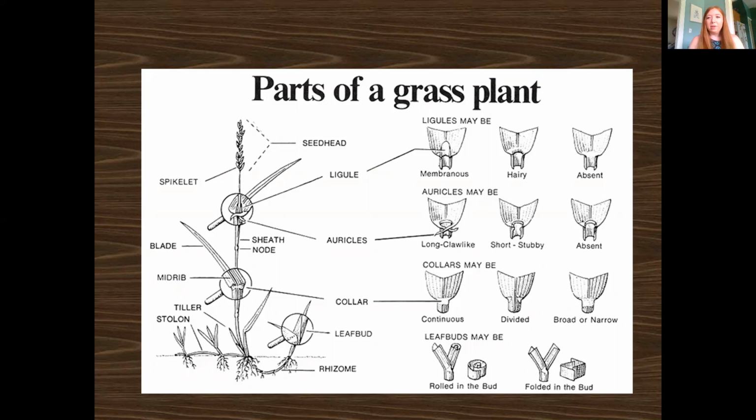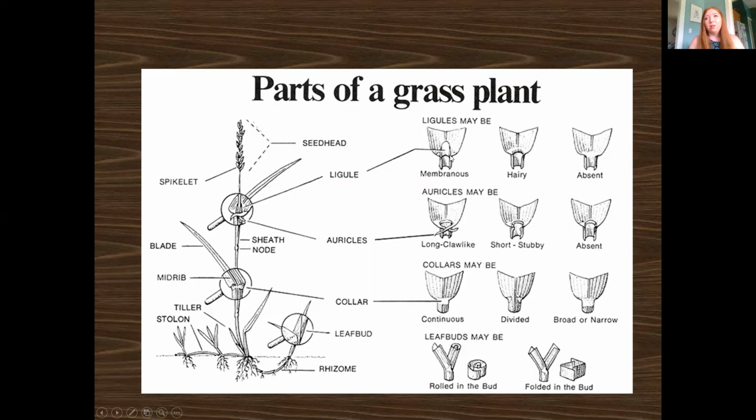So this diagram here just goes into that in a little more detail. So ligules, you can see, so this is if you pulled the blade of the grass back, that's the blade up here. That's where it would connect, the sheath would go around the stem. And the ligule is this little tongue-like structure that pops up there.